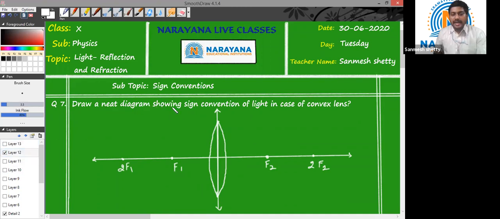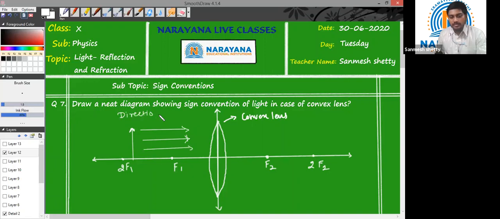Draw a neat diagram showing sign convention of light for a convex lens. So I have taken a convex lens here. Now, if I keep an object here, again, the rays of light will be traveling along this direction. So this is the direction of incident ray. Since the rays are traveling along this direction, this is taken as positive, and this direction is taken as negative.